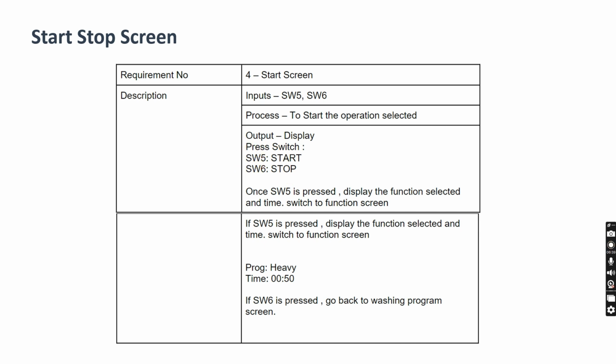Here we initiated switch 5 to start the program and switch 6 to pause or stop the program. If we press switch 6, it will pause if the timer is on, or else it will go back to the initial step.